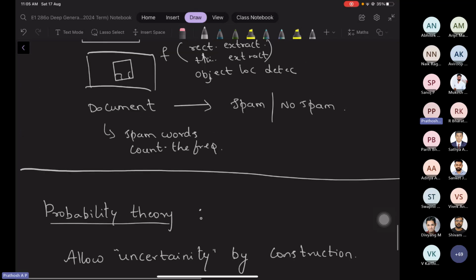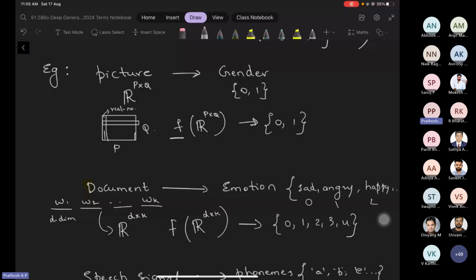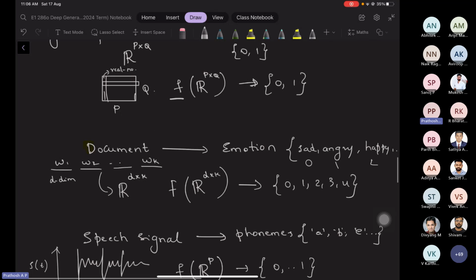What do you mean by that? Look at this. Suppose we want to solve this problem of gender, given a picture. I don't have to tell you whether this picture belongs to a man or a woman. Most of the time, our job will be done if I tell you that this picture has about 70% chance of belonging to a man. And we are okay with it, right? We'll go ahead with those decisions, isn't it? Another example that can be given is emotion as well.